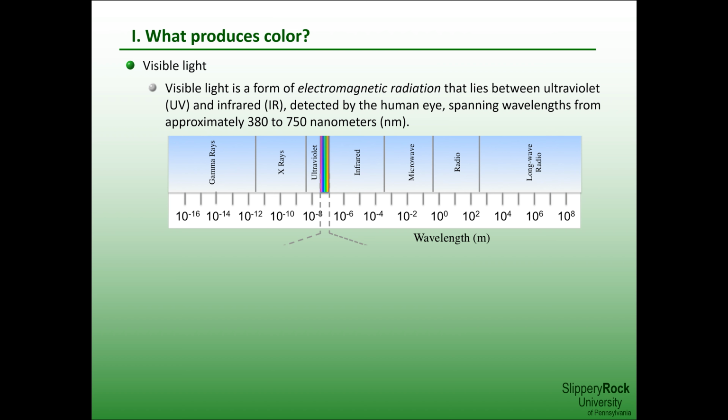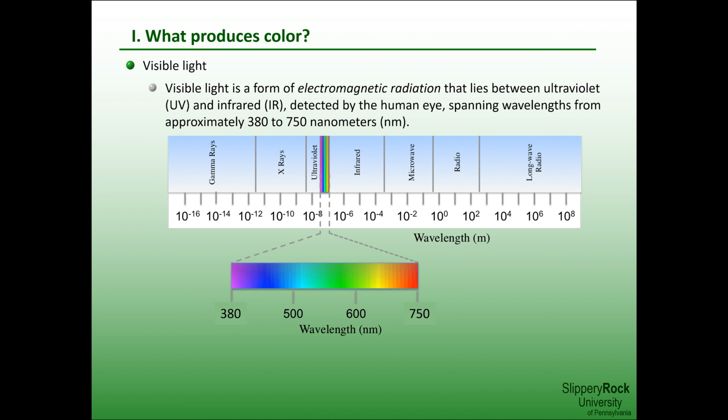Moving to the right, we pass through ultraviolet light, then reach the narrow band of visible light, and beyond that are infrared, microwaves, and radio waves, which have progressively longer wavelengths and lower energy. So visible light lies right in the middle, a tiny window in the spectrum, but it's the only region our eyes can detect. The visible spectrum spans roughly 380 to 750 nanometers in wavelength.